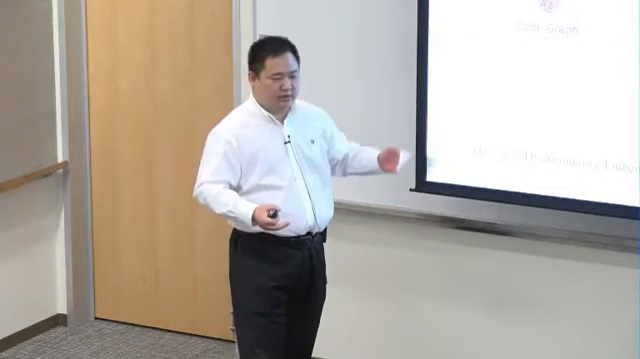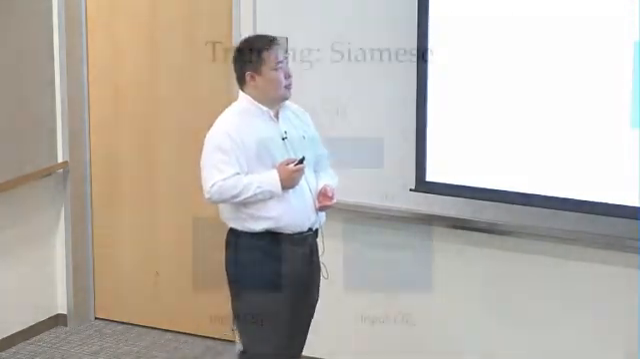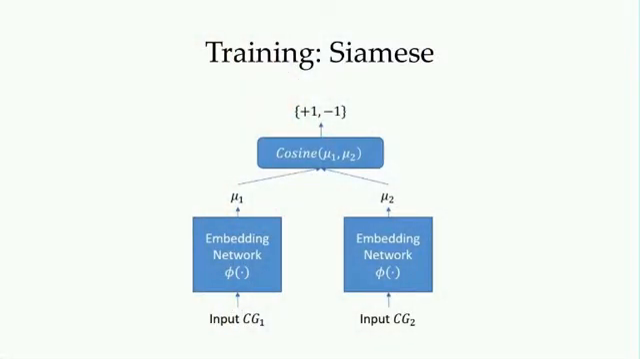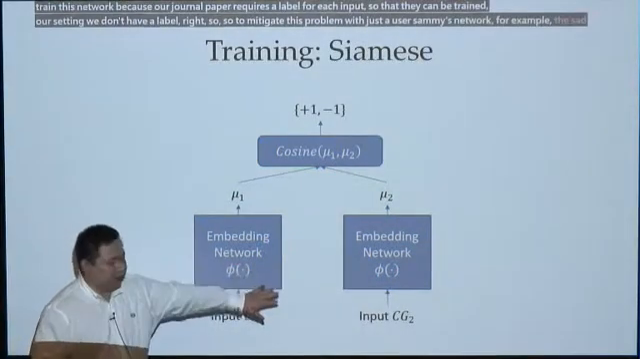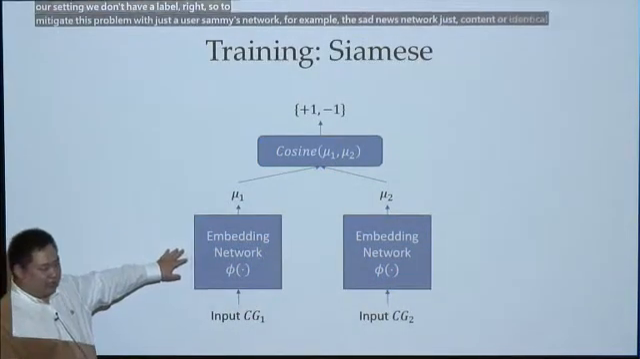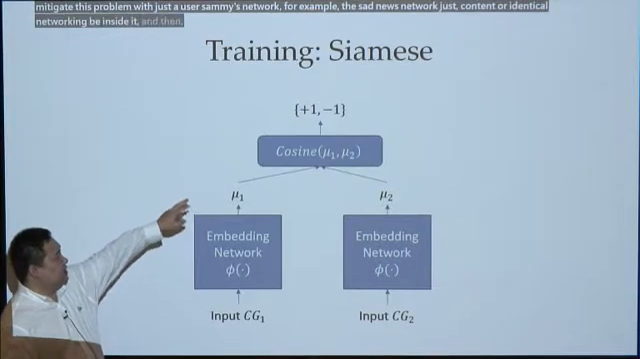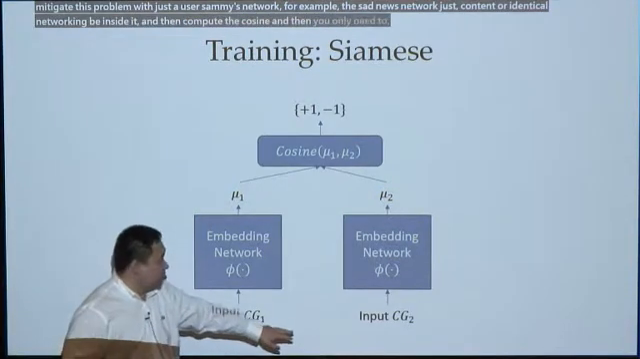Because the original paper requires a label for each input so that they can be trained. But in our setting, we don't have a label, right? So to mitigate this problem, we just use a Siamese network. The Siamese network just contains two identical networks inside it, and then computes the cosine, and you only need to give two graphs and the label whether they are similar or not, right? In this way, we can combine the structure2vec work and the Siamese network to train the network.